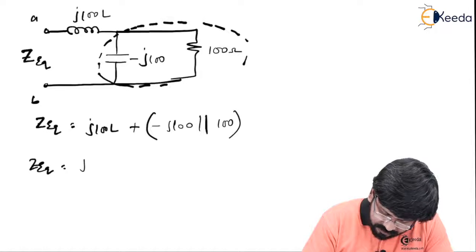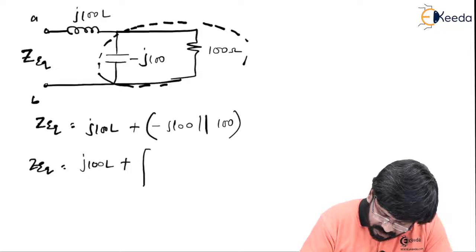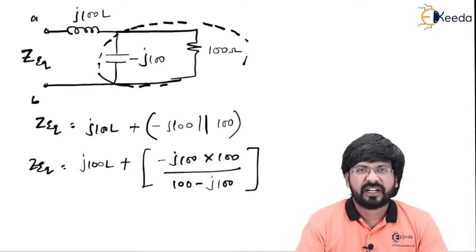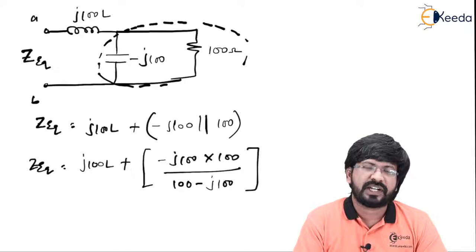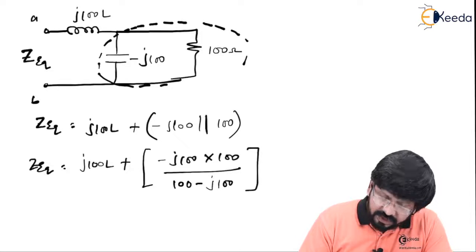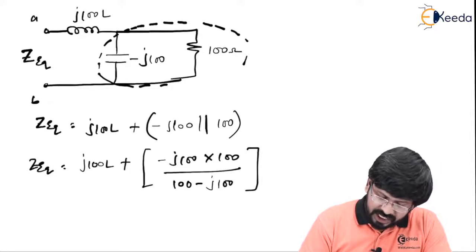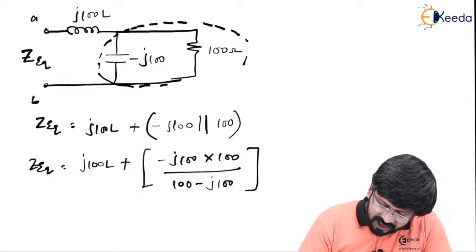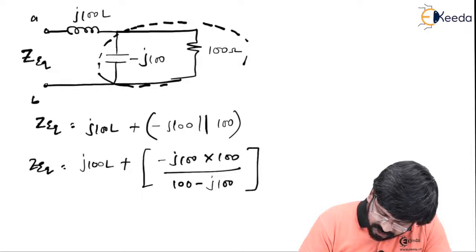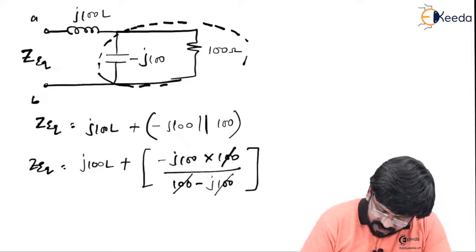Then Z equivalent becomes j100L plus, I can solve this as minus j100 into 100 divided by 100 minus j100. You should always know the fact that when Z1 is parallel with Z2, effective is Z1 Z2 upon Z1 plus Z2. In this case, from the numerator, I am talking about the second term, I can take 100 common from the numerator and denominator, and all 100 gets cancelled. Like if I take 100 common from here, this 100 with this 100 gets cancelled. What is remaining? Let's write.